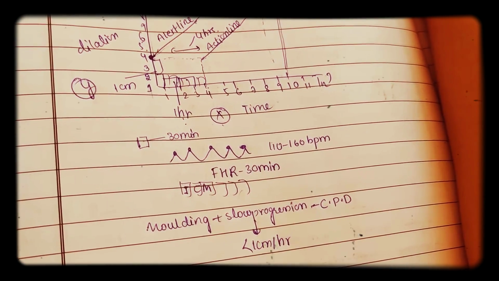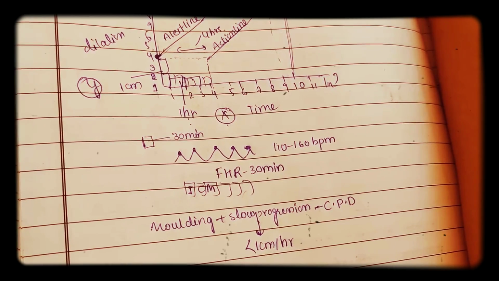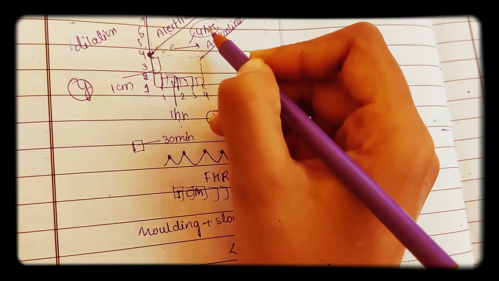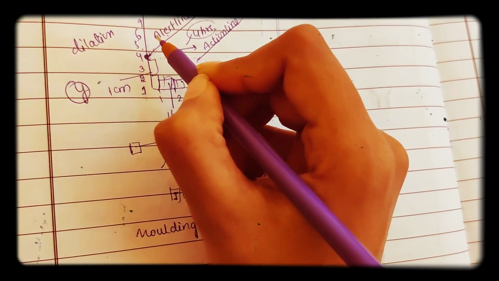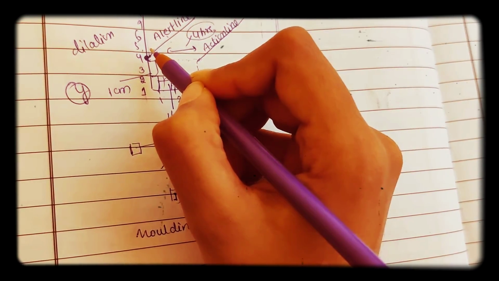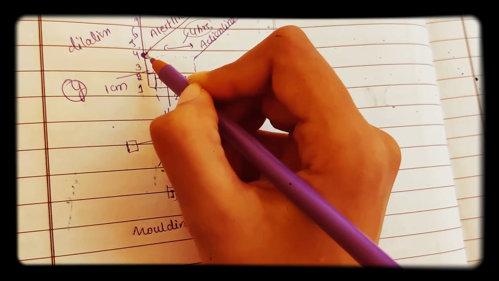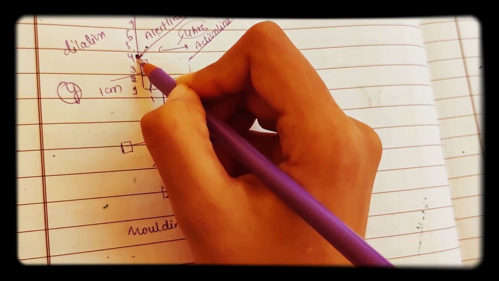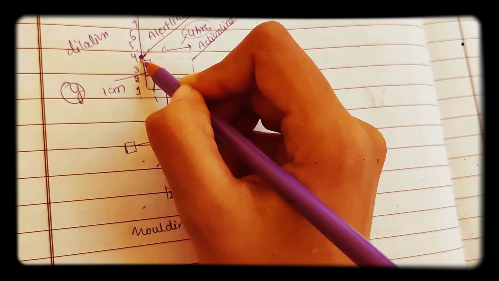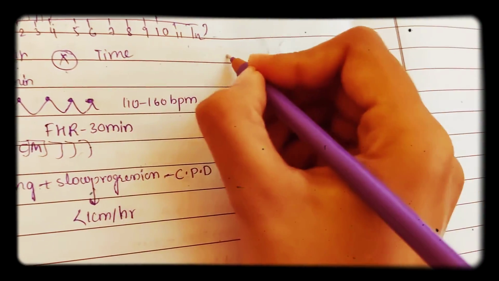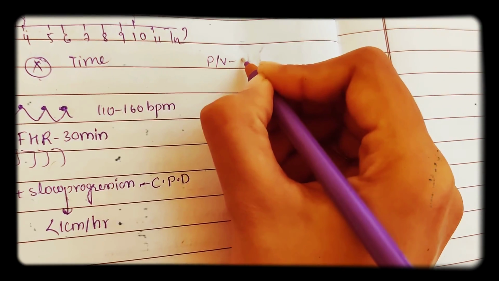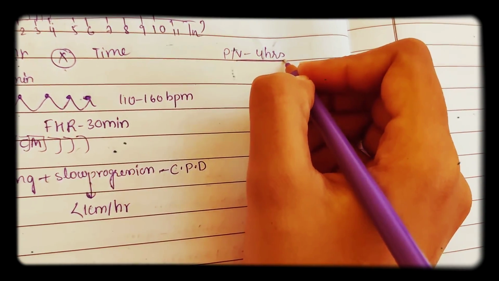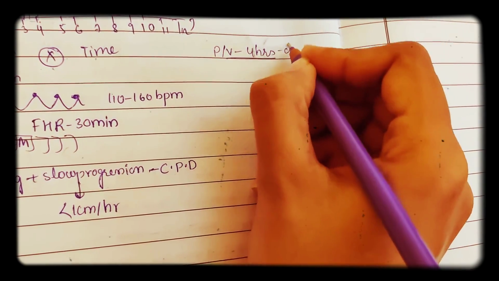Now, the time duration between the alert line and action line is 4 hours. We already discussed this point. The alert line is plotted based on the principle that in the active phase the minimum dilation of the cervix is 1 centimeter per hour. Per vaginal examination during labor is done every 4 hours. This is important.